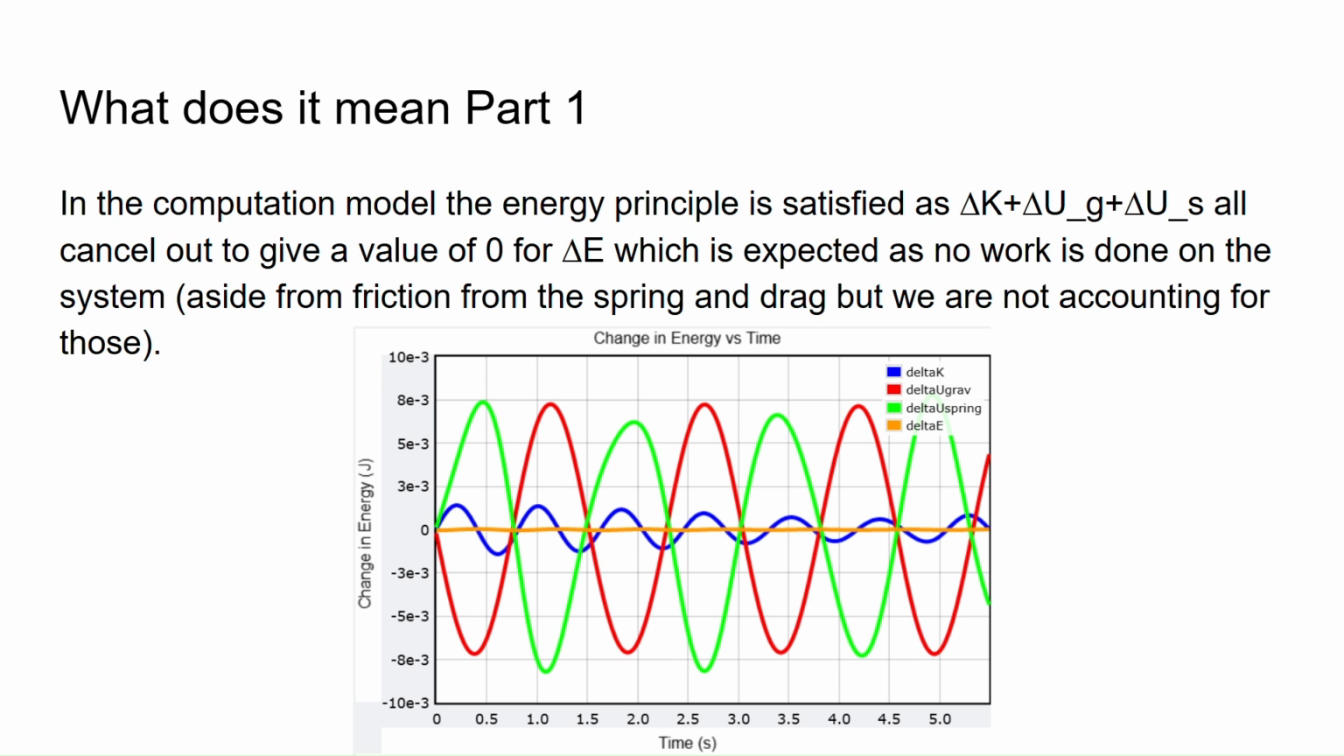What does it mean, part 1? In the computational model, the energy principle is satisfied as the sum of the change of kinetic energy, the change of gravitational potential energy, and the change of potential spring energy all cancel out to give a value of 0 for the change in total energy, which is expected as no work is done on the system aside from friction from the spring and drag, but we are not accounting for those.